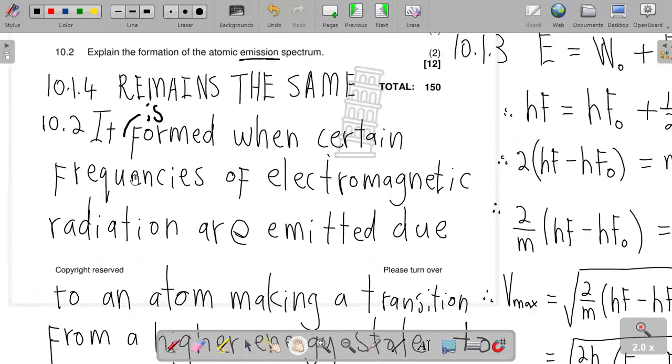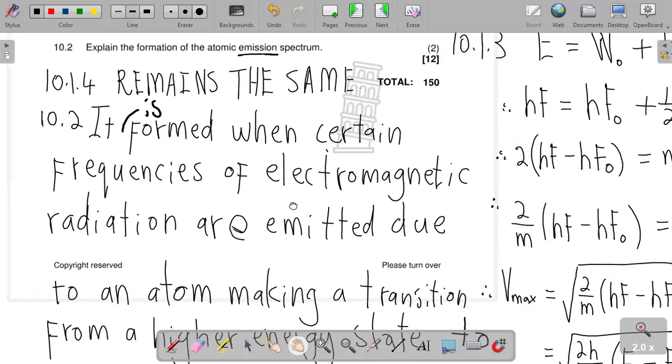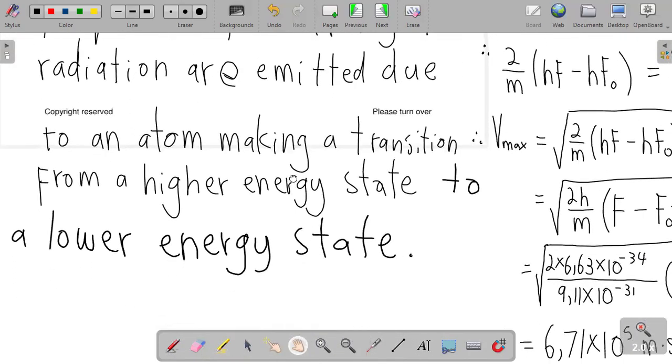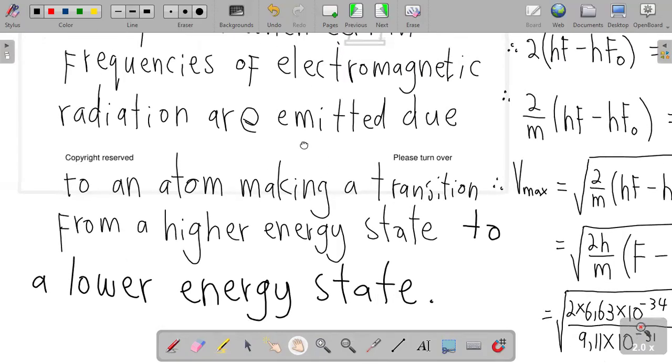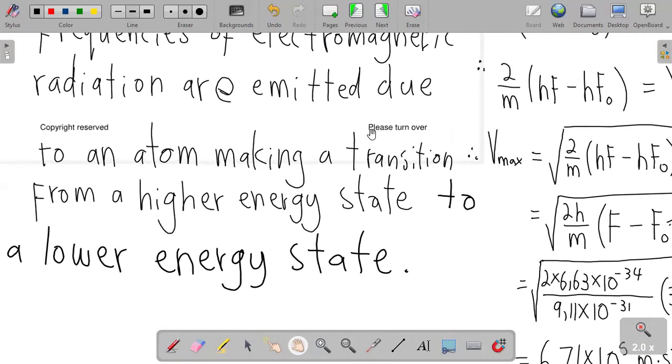So we will do more questions on absorption and emission spectrum. Questions usually come in this way, okay?